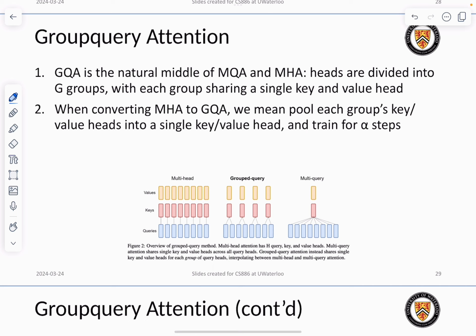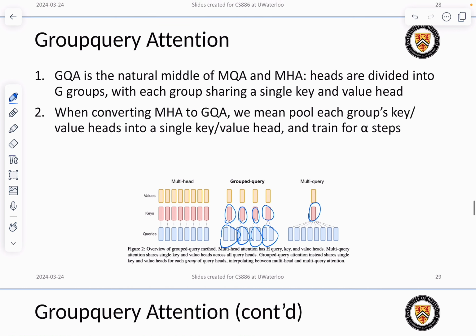And for the other thing I was talking about, instead of having only one, we can maybe have like 4 and separate these heads into 4 groups. So 2 of them share a single one. So this is sort of an in between. And uptraining can also be applied to group query. Namely, we just mean pool these 2 heads into this one and train.